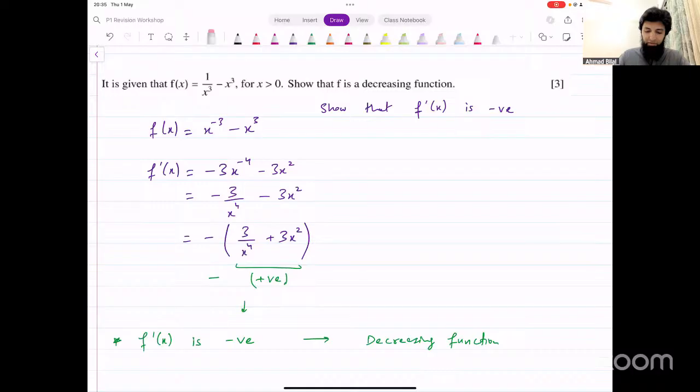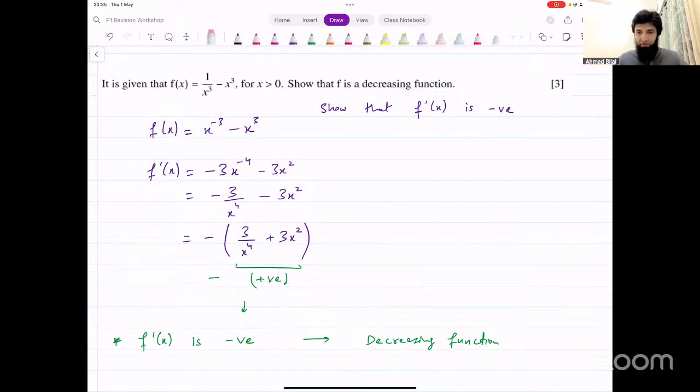And the second term here is 3x squared. Again, 3 is a positive number, and x squared is positive. Both of these are positive, so this whole thing is positive, and we have a negative number outside. So the overall result is minus into positive, which is going to be negative. That means it's a decreasing function.